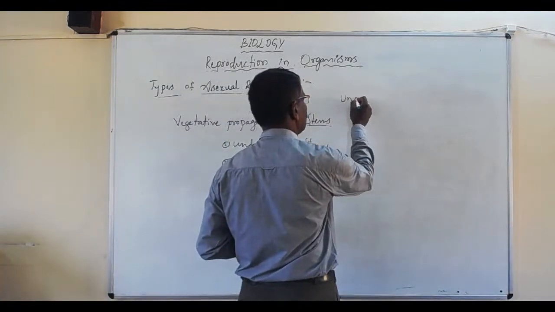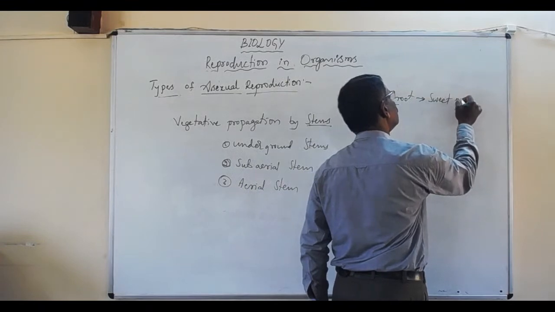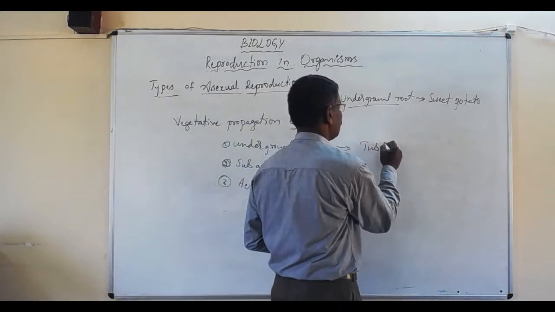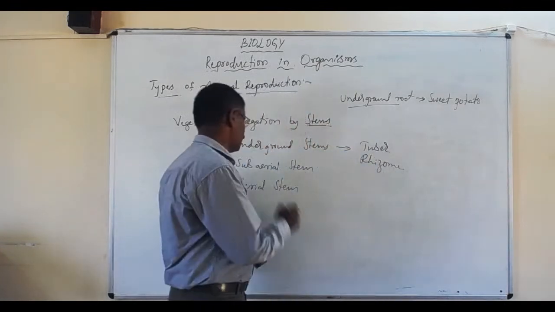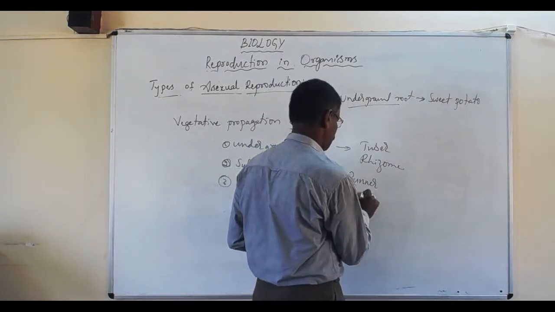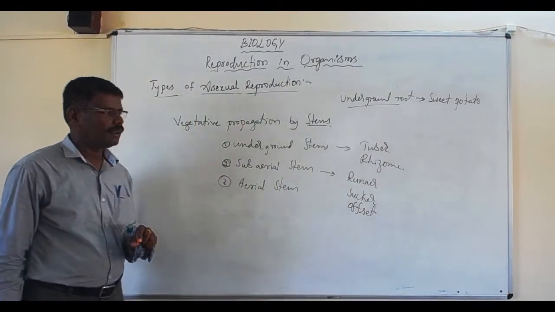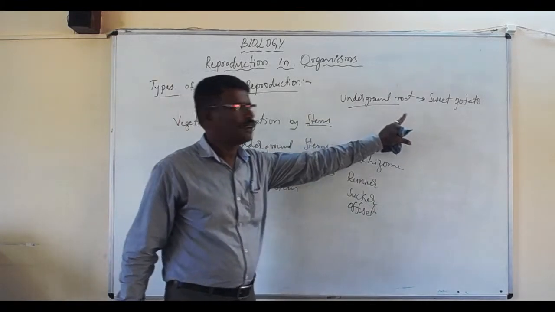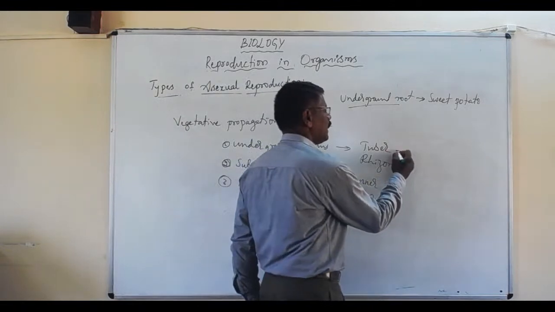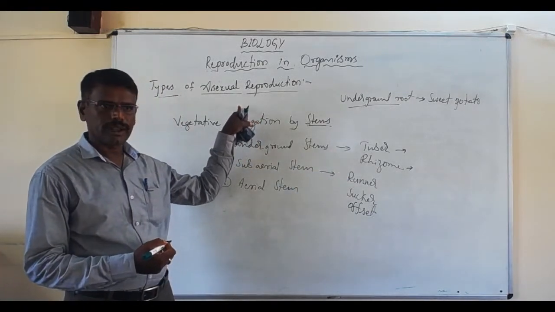Underground root tuber, that is sweet potato. So here that is the pure rhizome. Subaerial stems are runner, sucker, offset, stolon, and so on. So just to change it, underground root, that is in sweet potato. In sweet potato, there is growth of small buds on the roots. So tuber and rhizome are both underground stems, and those underground stems are used to reproduce by vegetative propagation.